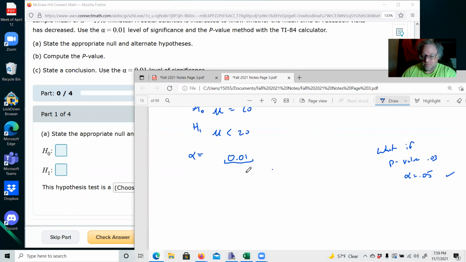So here are our pieces. Step 1, set up the hypothesis. Step 2, set your level. Step 3, we're going to calculate our test statistic. Okay, and then here we go. We don't need mu. We need X bar, right? What was our X bar?